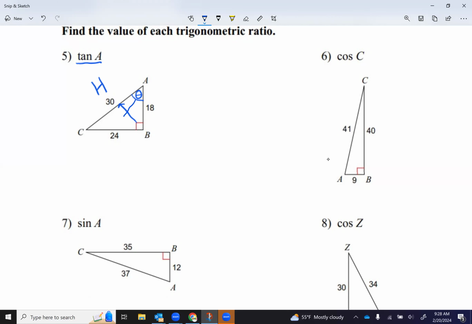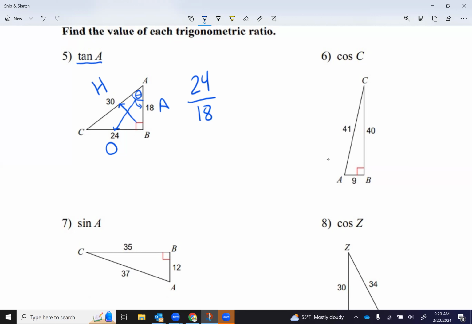And then I know farthest away from theta, that's what we call opposite. Close to theta, that's what we call adjacent. And I remember from my table, tangent is opposite over adjacent. So I'm going to go 24 over 18.